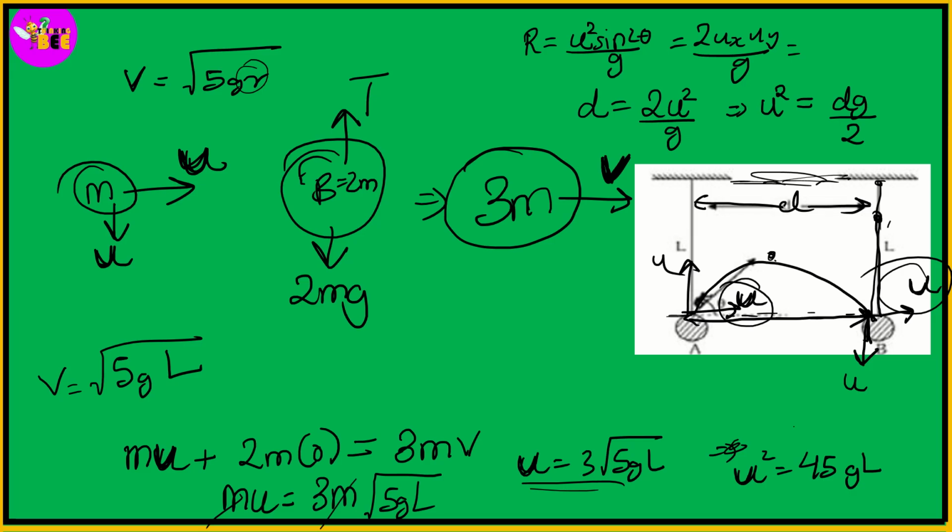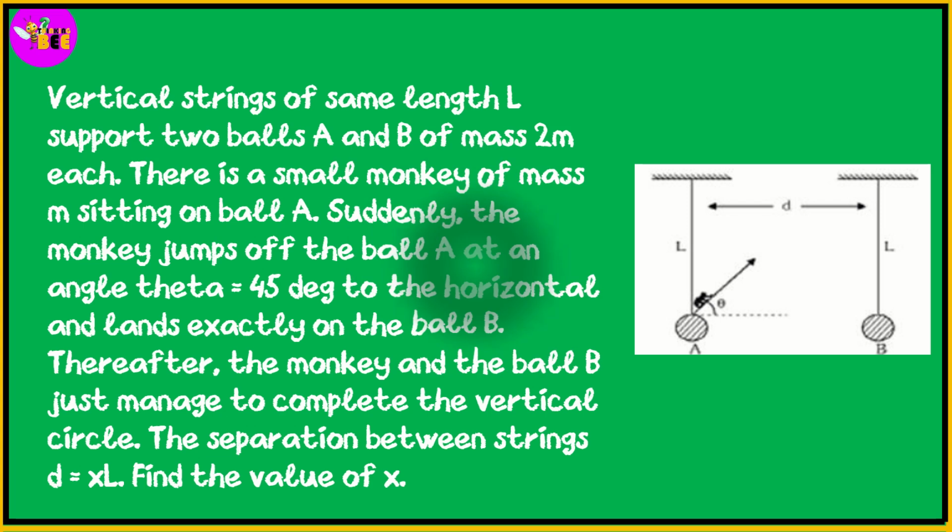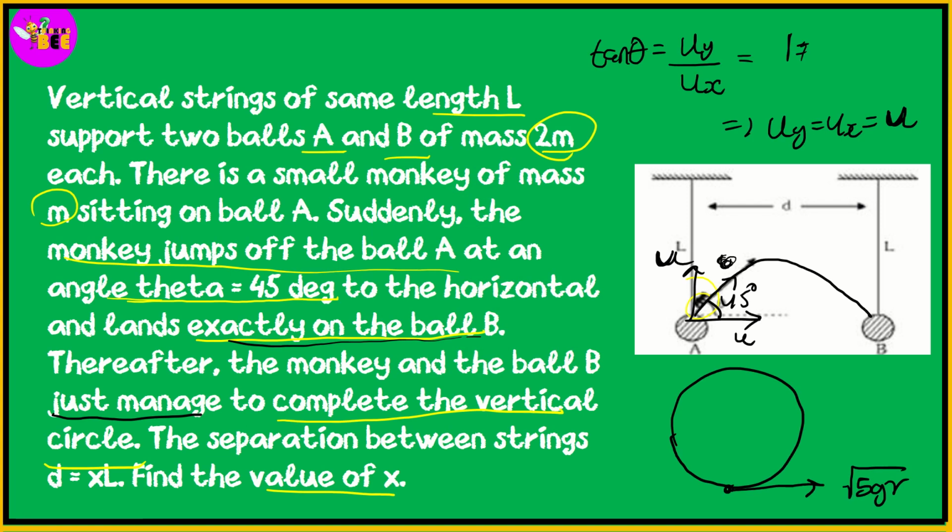Now, we can equate both of them because both of them are u square. So, equating both of them, we get dg by 2 equal to 45 gL. Now, cancelling g, we get d equal to 90L. Now, in the question, they gave the separation as d equal to xL, and we found out d equal to 90L. Therefore, the value of x is equal to 90.